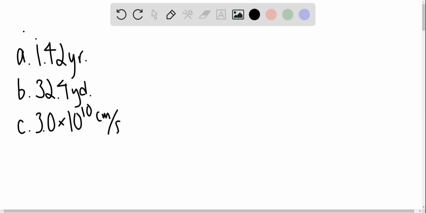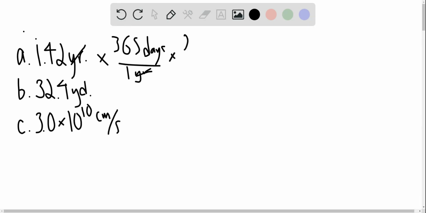So first, we need to convert this into seconds, so we can multiply it by the speed of light, so we can convert that distance into miles. So let's convert this time into seconds. So 1.42 years. How many days in a year? We have 365 days in 1 year. And you want to put year on the bottom so that you can cancel out your units here.